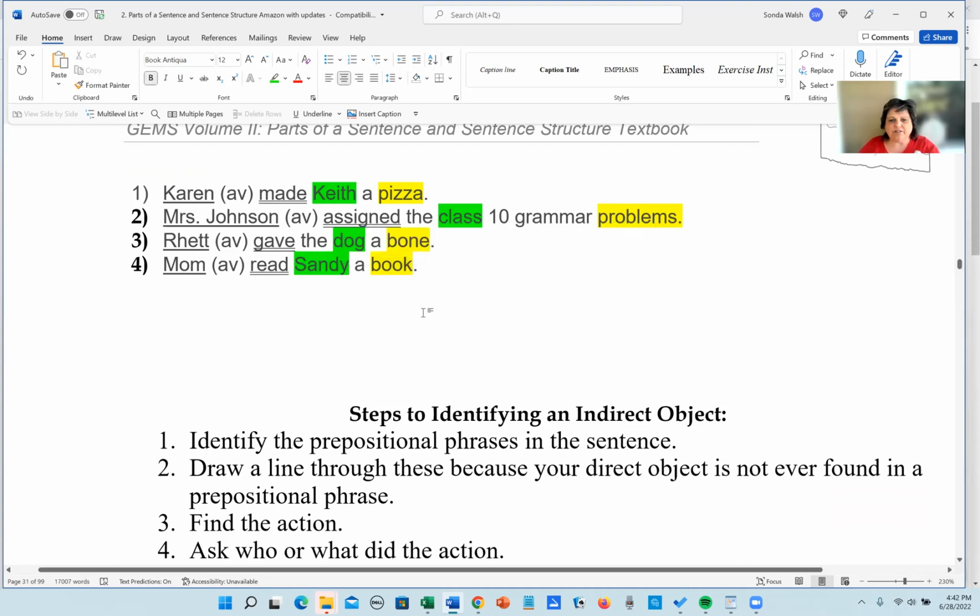Before we move on, I want you to look and study this and see the pattern. We always have subject, action verb, indirect object, direct object. That's how you can identify indirect objects. Always follows an action verb. Indirect object comes between the verb and the direct object.